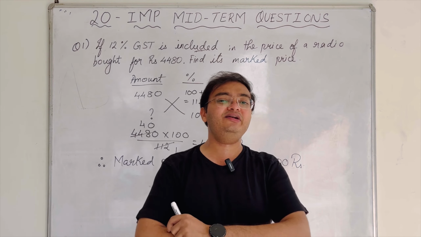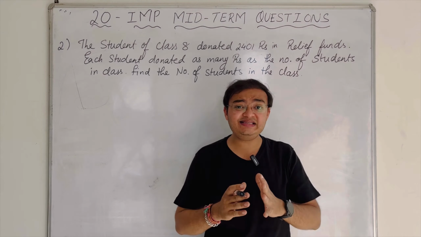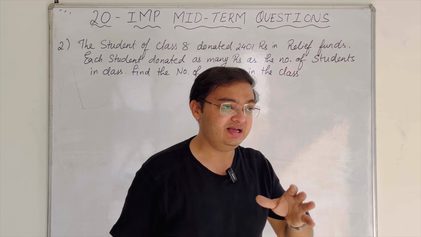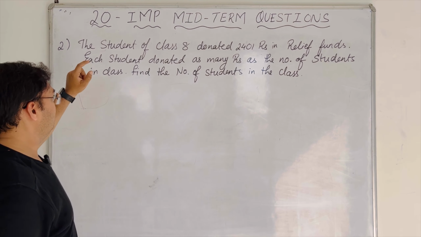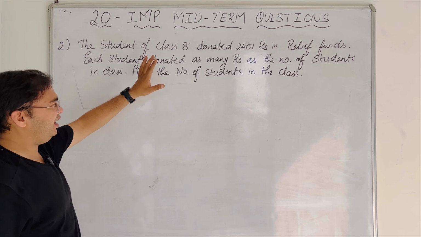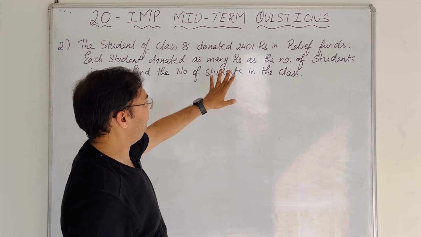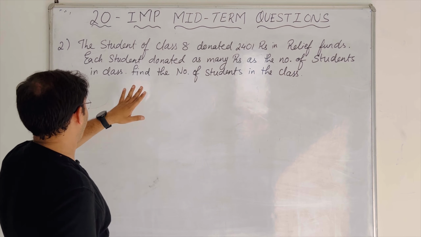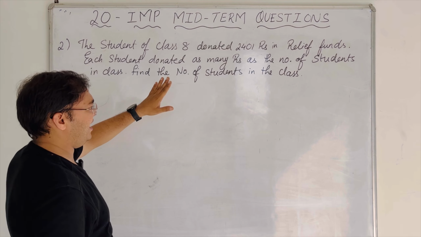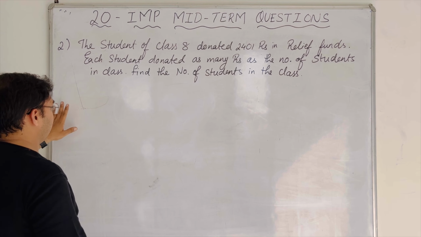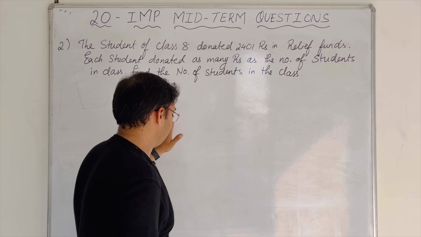So let's begin towards our next question. Let's see what our question 2 says. Here in this question, a student of class 8 donated 2,401 rupees in the relief camp. Each student donated as many rupees as the number of students in the class. Find the number of students in the class.